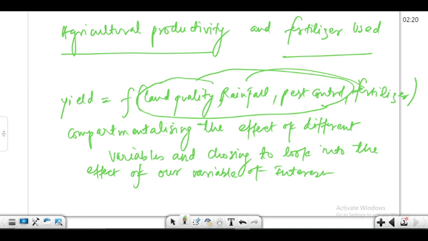If I'm not able to control other factors, I might not be able to get the best possible results when it comes to estimating whether fertilizer quantity is affecting your yield or not. That is the reason it's really important that we use the notion of ceteris paribus while checking the effectiveness of one variable over another variable.